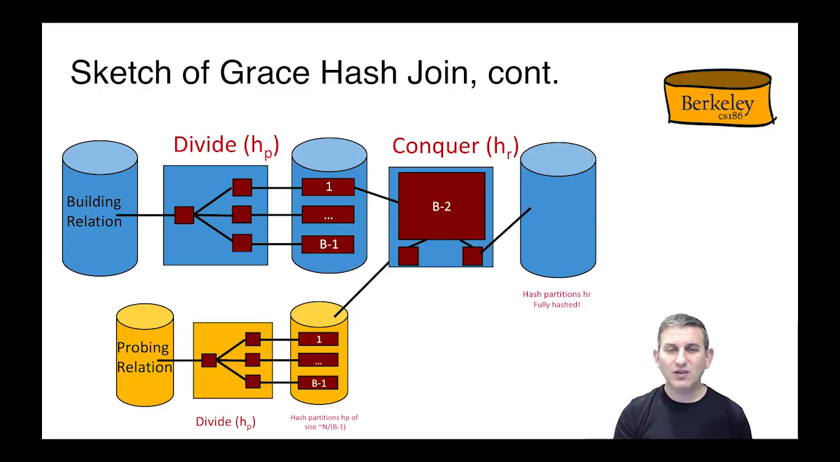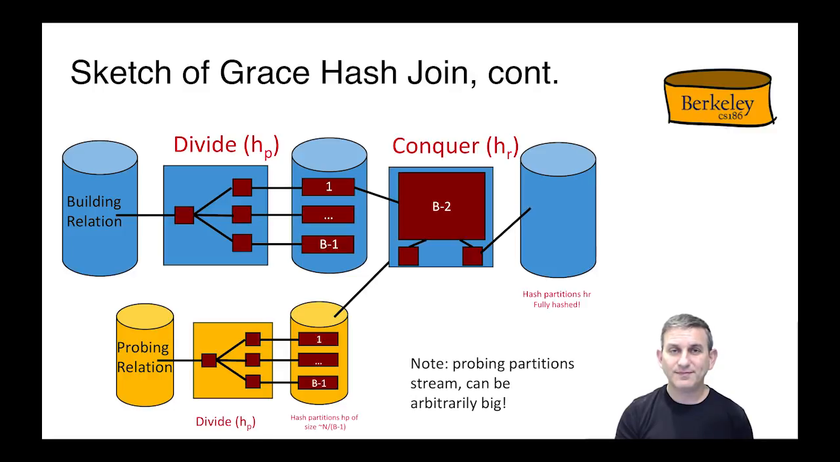The probing relation is also going to be partitioned via the same hash function HP, and then we're going to take each partition, 1, 2, up to B minus 1, from the building relation, and we'll build a hash table with it. And then we'll take the matching partition from the probing relation and do naive hash join. We'll scan that partition, looking for matches in memory and sending them to the output. Note again that the probing partitions, just like in naive hash join, can be really, really big. And so all we really care about is whether R, the building relation, can be done without recursive partitioning.